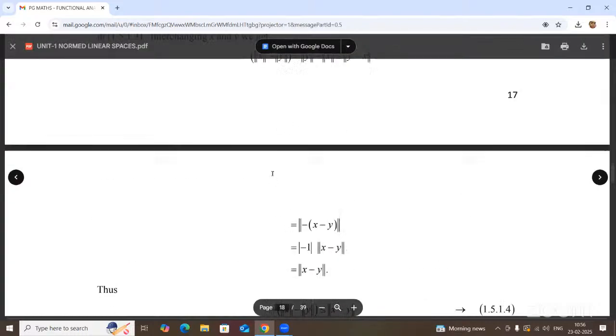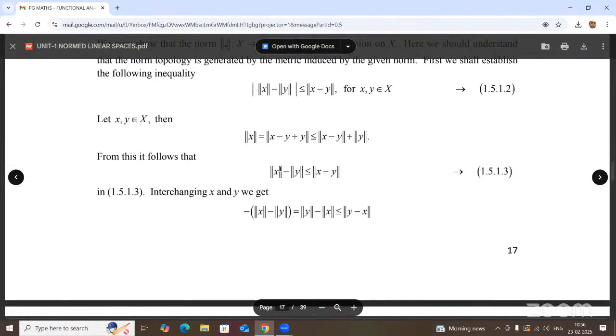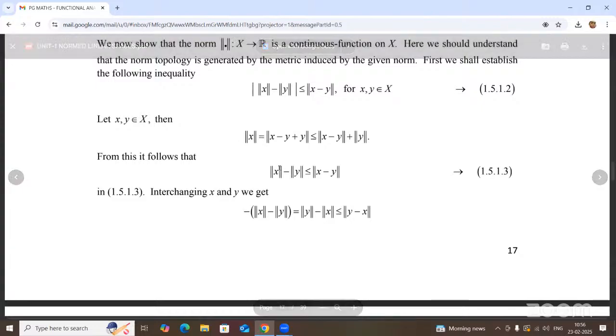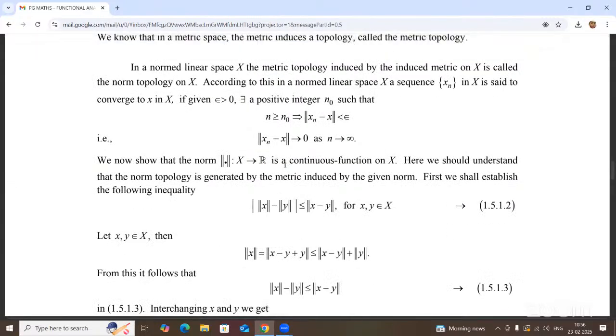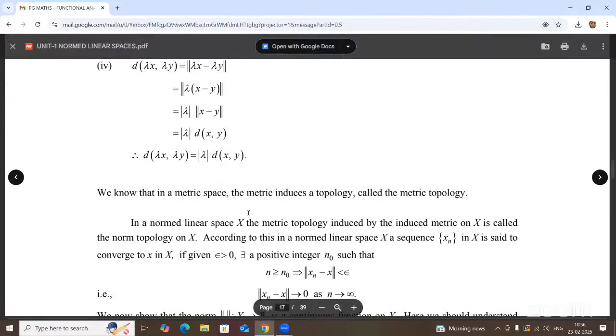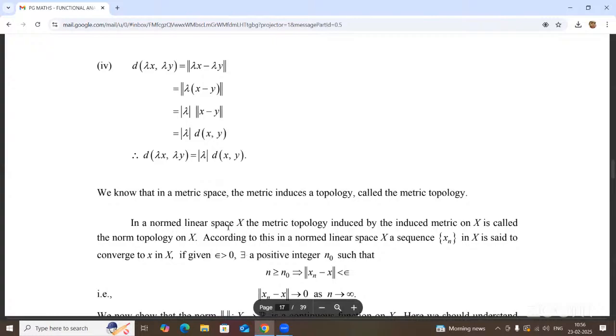So students, listen carefully. In the examination, define the norm from the induced topology. We prove that the norm is continuous. Norm is continuous means now we are applying this proof. Okay. And given that question, you must present this. This is the answer.